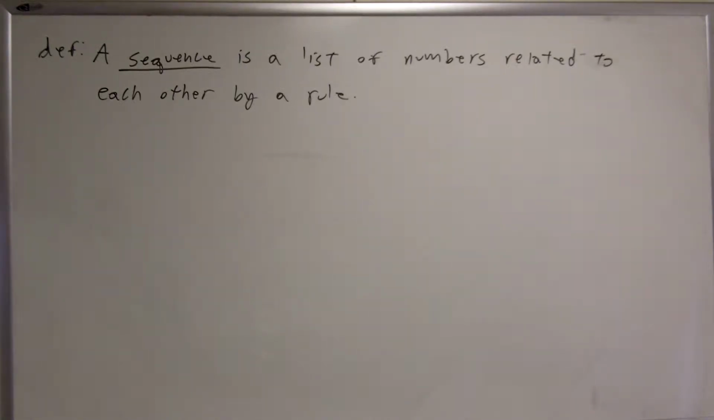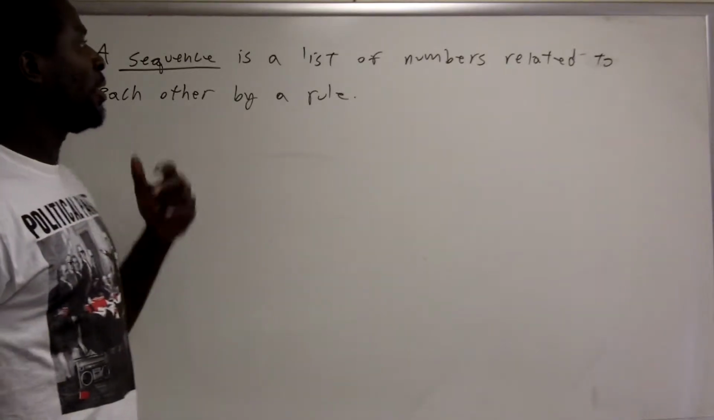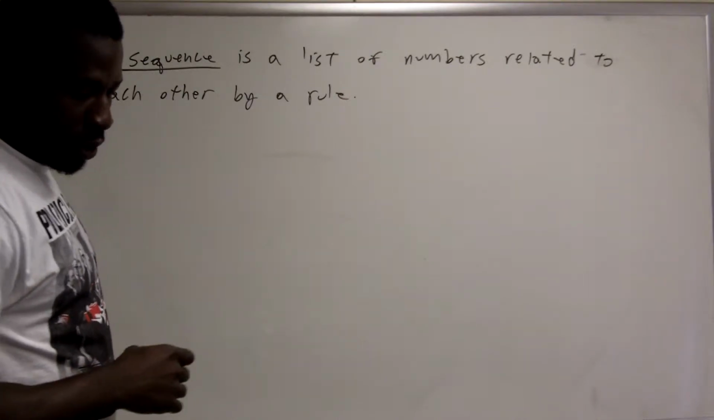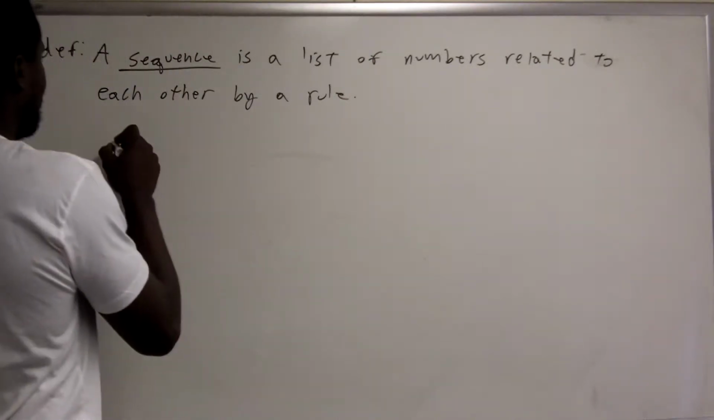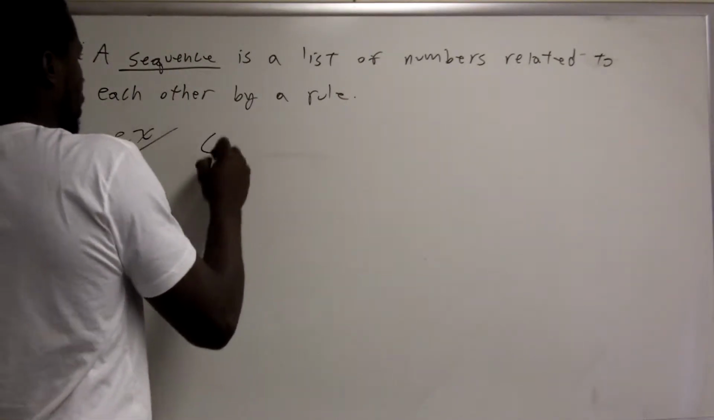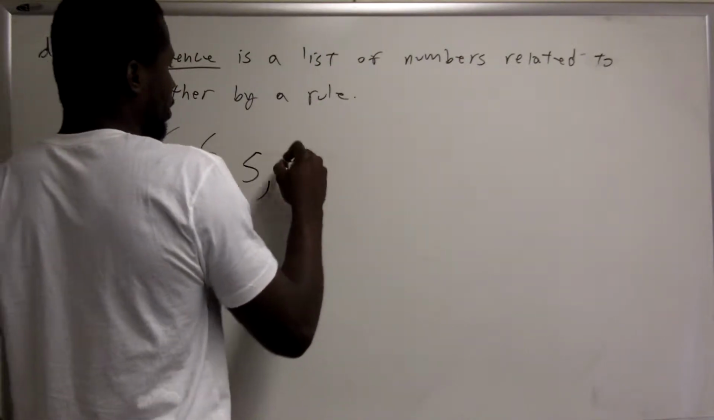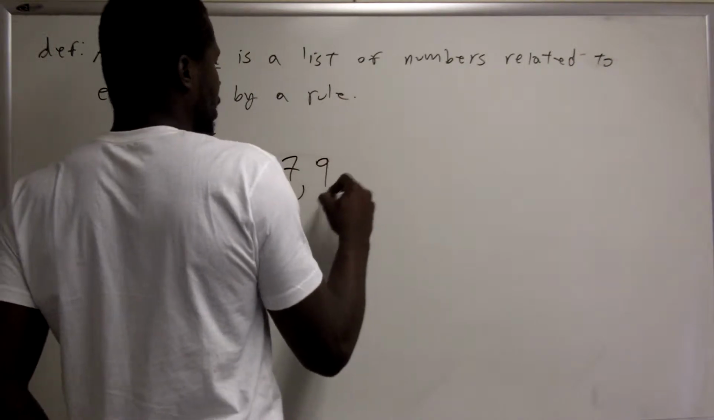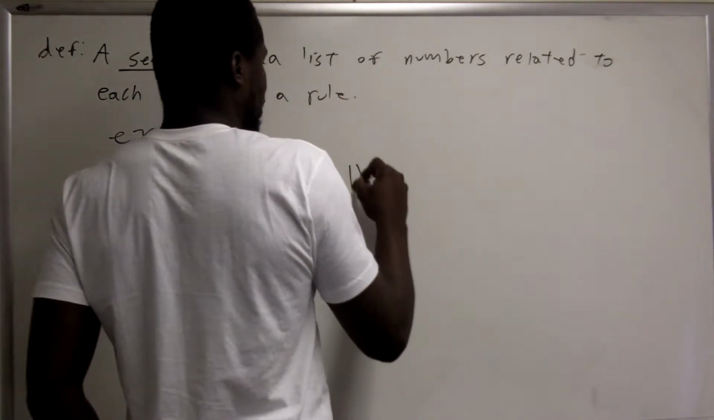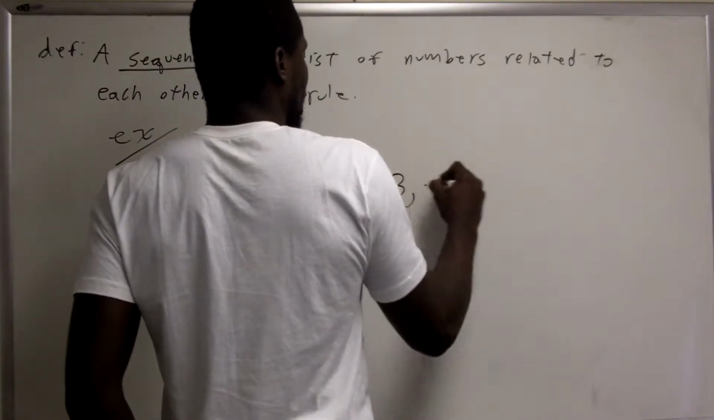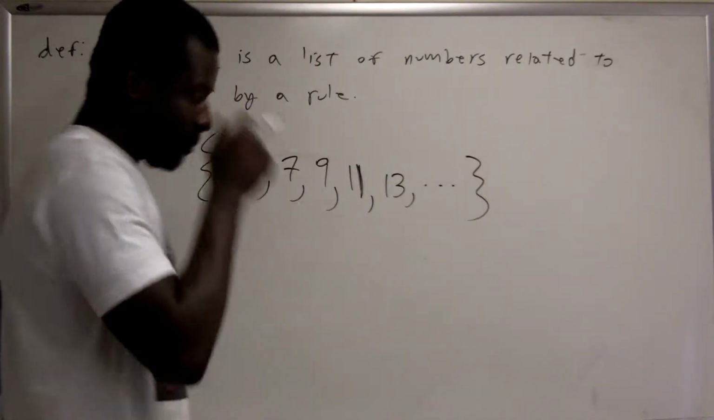Okay, so now we're going to discuss sequences. Now, a sequence is a list of numbers related to each other by a rule. For example, we could have a sequence 5, 7, 9, 11, 13, and it could continue on in that fashion.